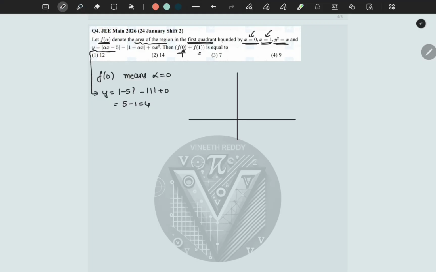So now this particular parabola y square equals to x will be symmetrical with respect to the x-axis. Since it is in the first quadrant, of course, let me draw the complete parabola. Now x equals to 0 is the vertical line, and x equals to 1 is the vertical line here, parallel to the y-axis. So this point should be 1 comma 1.